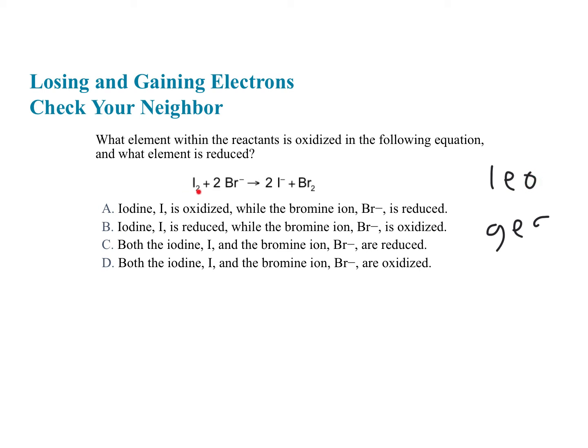Now, the iodine, on the other hand, is neutral here. It's negatively charged over here, so it's gained electrons, and so a gain of an electron is a reduction. So the iodine is reduced and the bromine is oxidized. And so that suggests that B is our answer. So we can circle our answer there.